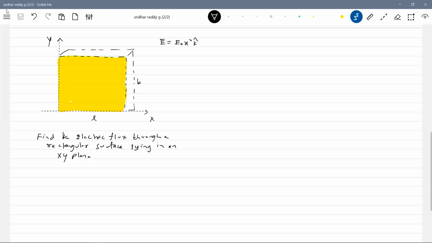What is the method here? If you have a situation like this, you assume an elemental strip. Let the width of this strip be dx. Let the flux linking this small element be d phi. So d phi is equal to E into dA. What is dA? It becomes B into dx. What is E? E naught x squared. So this becomes E naught B x squared dx, the flux linking the elemental rectangular strip.